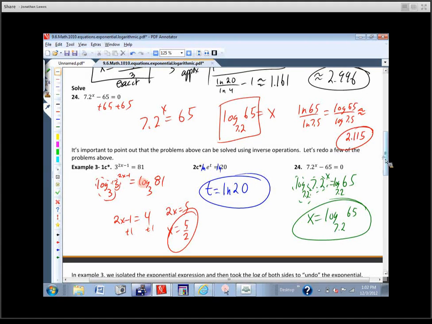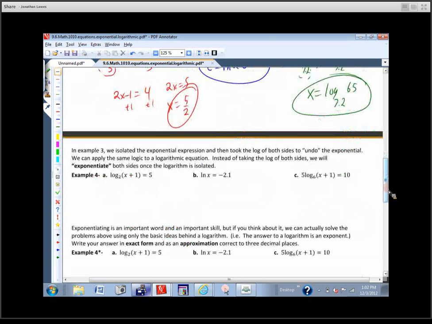So let's take a look at this next one. And again, sticking with the idea that there's more than one way to do each one of these problems. On this one, we're not going to go from logarithmic form to exponential form. What we're going to do is think about this in terms of inverse functions. So this function right here is log base 2. What undoes log base 2? What's the inverse of log base 2?